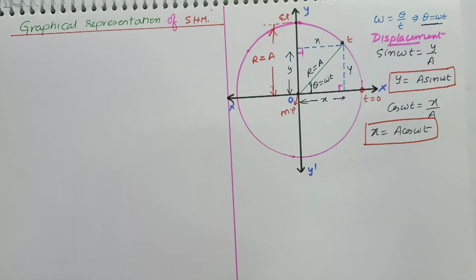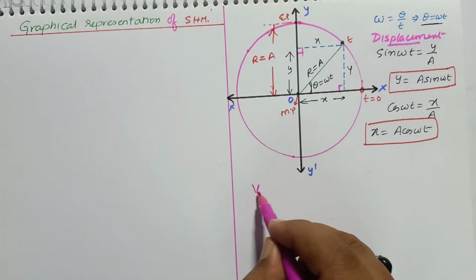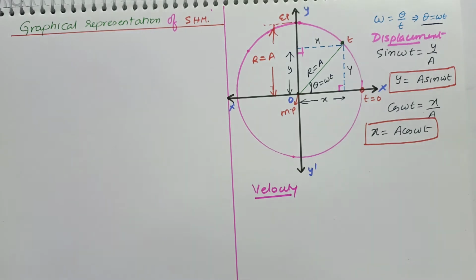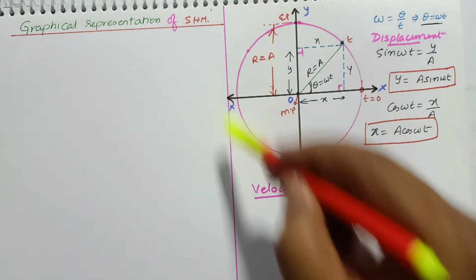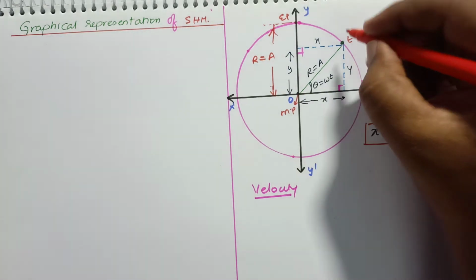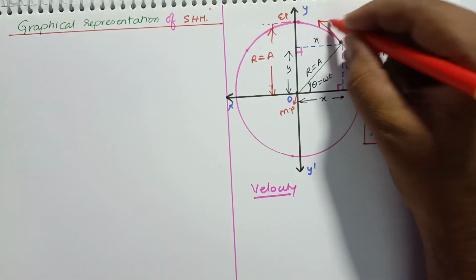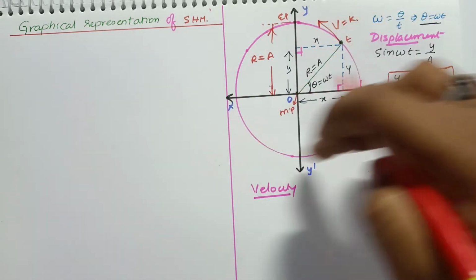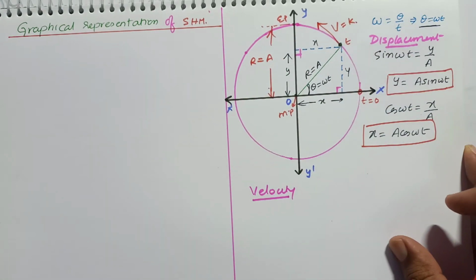Next, once we got the displacement, can we find the velocity? Yes, we can find the velocity also. So here, now we shall find out what is the velocity of the particle. How are we going to find out the velocity of the particle here? The velocity along the tangential direction, which is called the linear velocity, is going to be constant in an anti-clockwise direction.